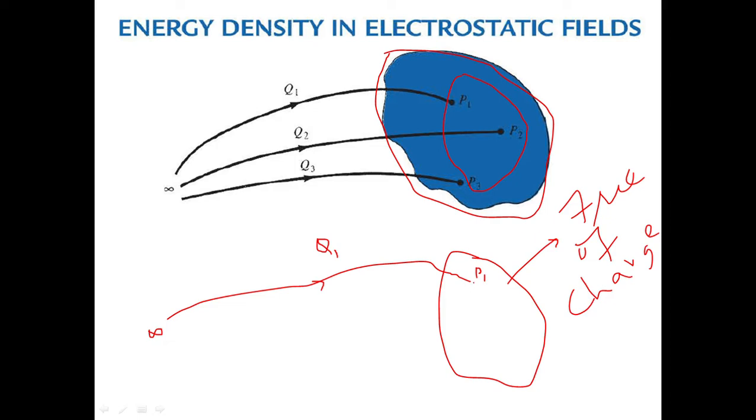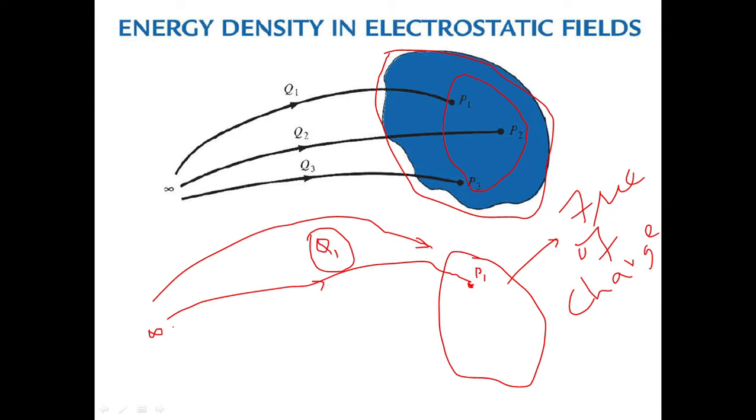Next, what will be the energy spent, or what will be the work done in getting this q1 from infinity to this point? It will be 0, because initially this region is free of charge, right? So there is no work done in getting q1 from infinity to this point p1.